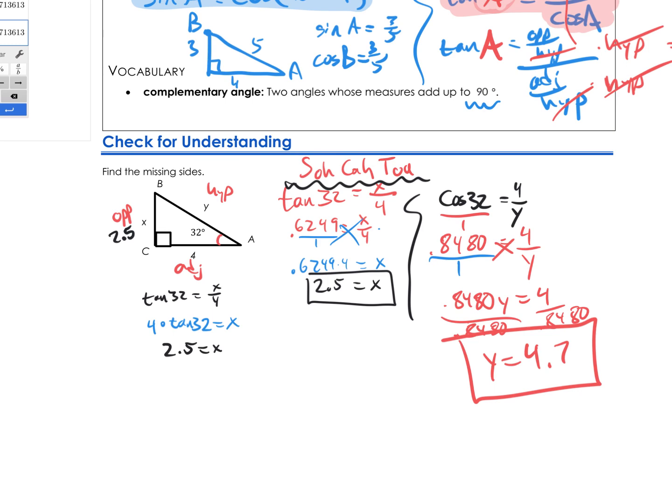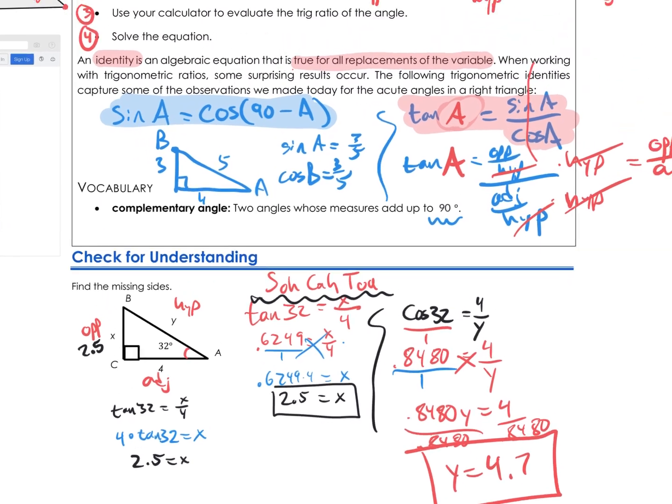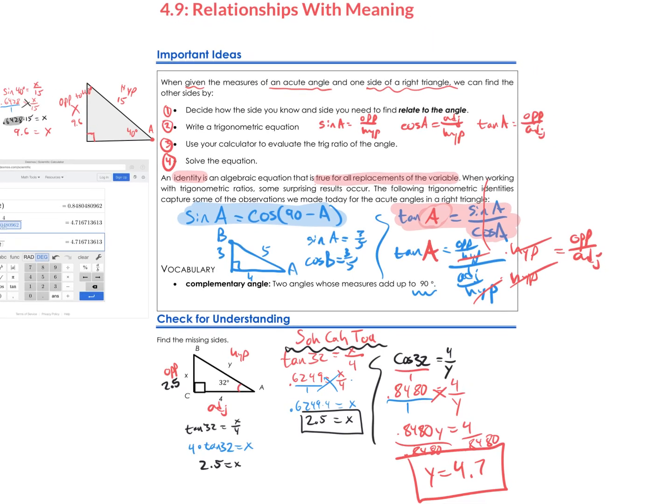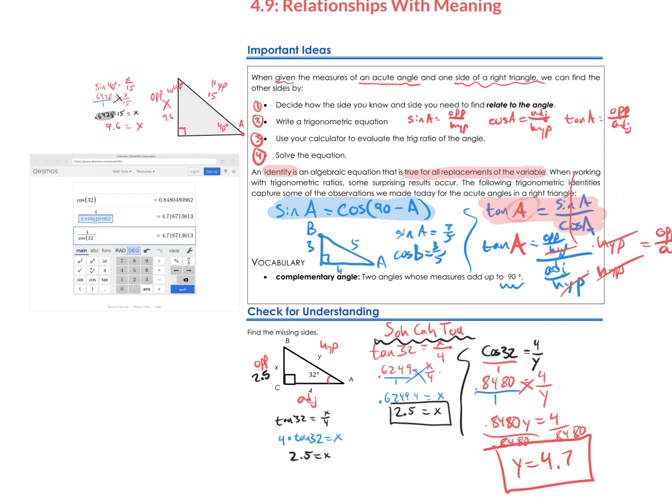I hope that makes sense. So we can see how this powerful tool of trigonometry can help us find a missing side by deciding, first of all, how the sides relate to the angle, which ratio we need. Then we find the ratio or the equation that we need, plug in the numbers, use the calculator to find that trig ratio, and then solve the equation.